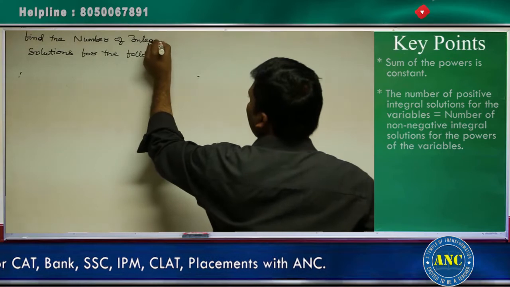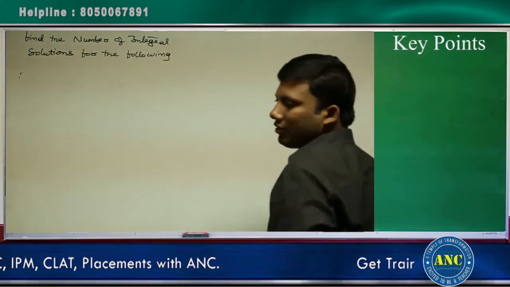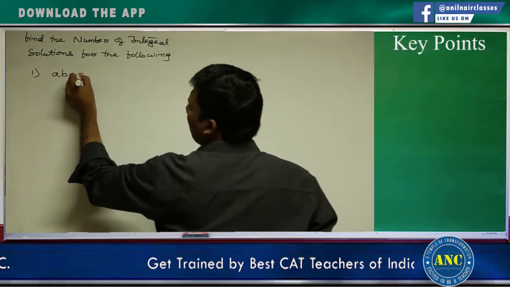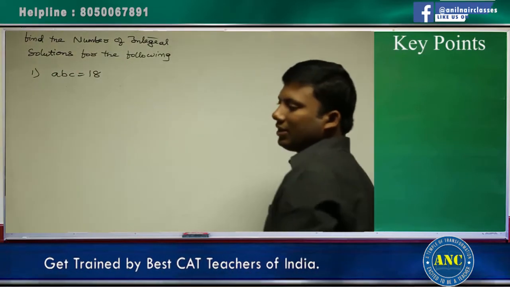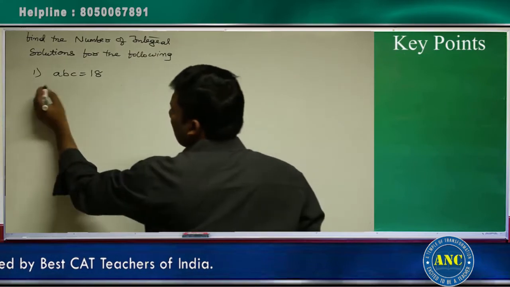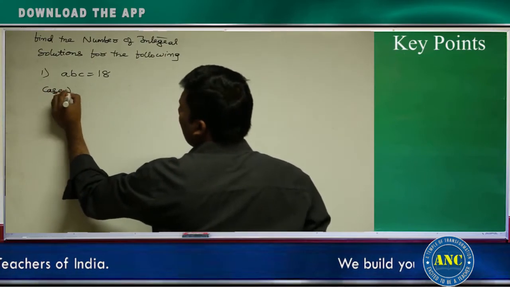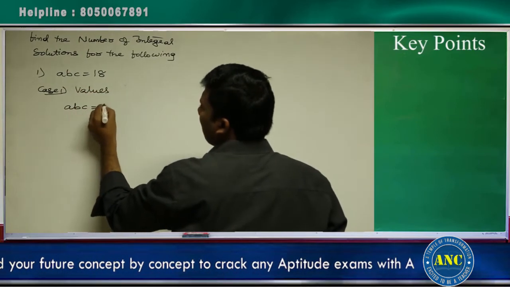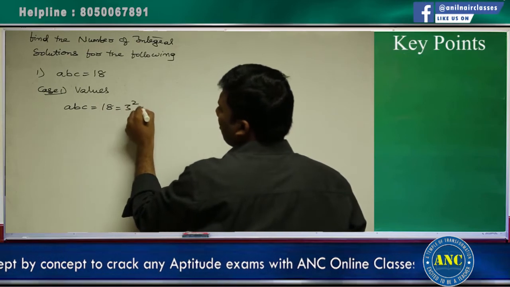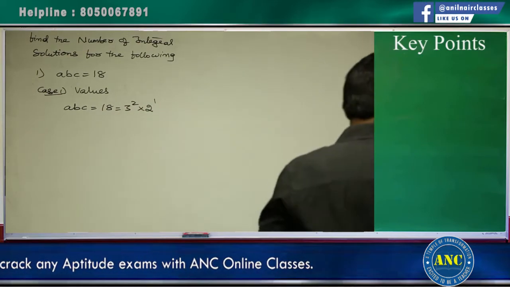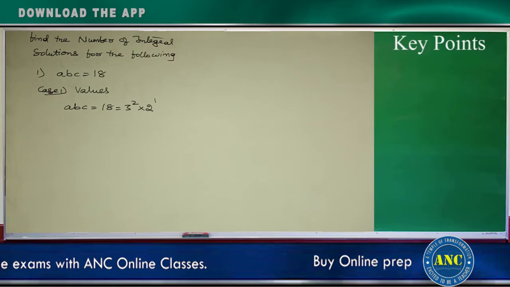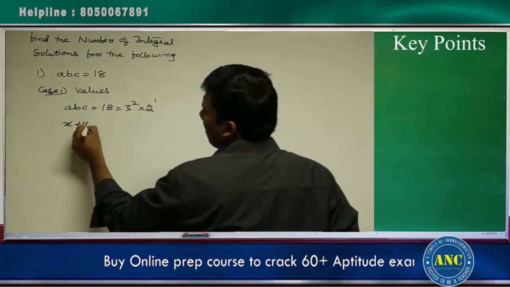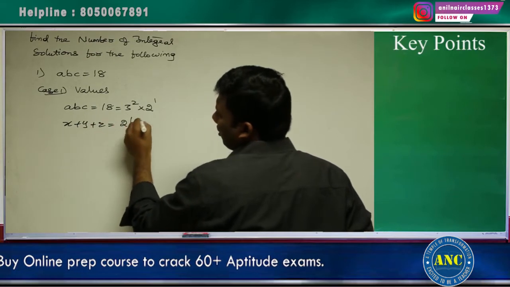Integral solutions for the following. Again see here, 4 problems. First one, ABC equivalent to 18. Now, case 1, values. Just now we have seen values. 18 is 3 square into 2 power 1. So ABC powers, if I take x, y, z, x plus y plus z is equivalent to either 2 or 1.